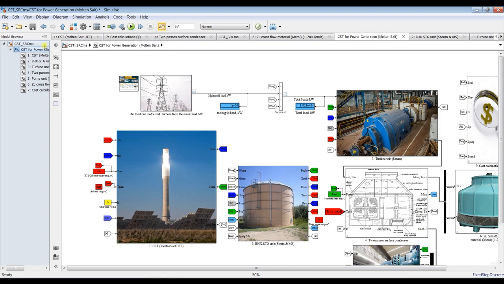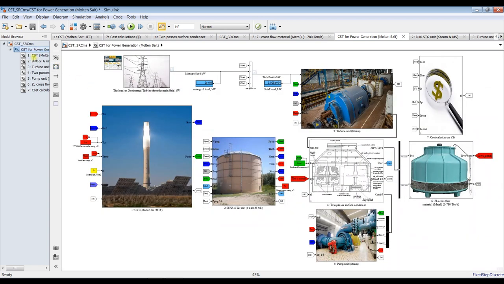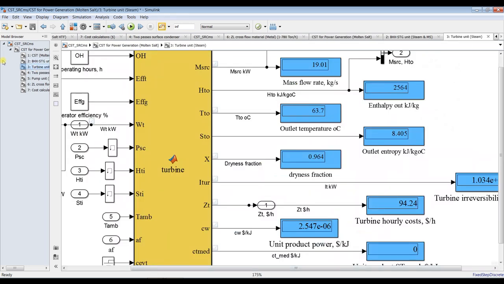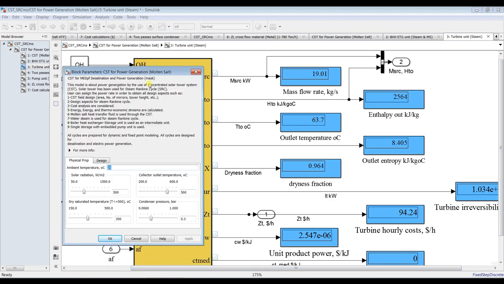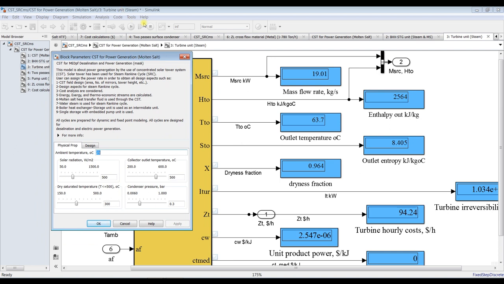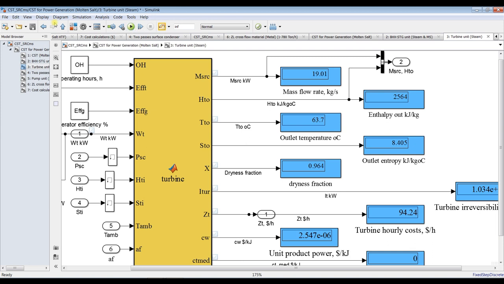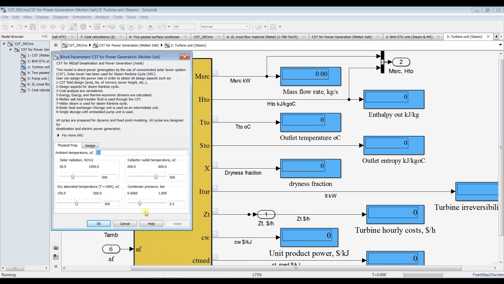Suppose I need to examine some changes on the turbine unit. Click on your turbine unit, and let's keep watching our dryness fraction if we change some temperature. So I will run the model and make some changes from here. Let's hit run and see. After saving, hit run and see our changes. This is our current result based on the current input.